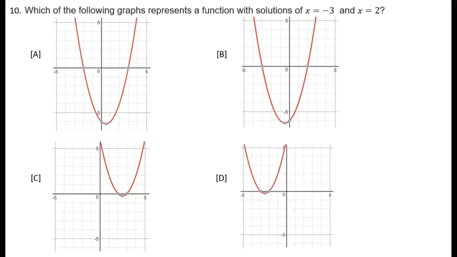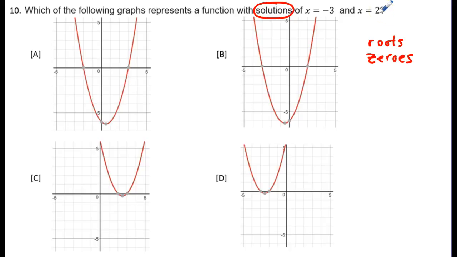Alright, on the Unit 7B benchmark exam review, going over the backside, problem number 10 says, which of the following graphs represents a function with solutions of x equals -3 and x equals -2? Now the word solutions, also known as the roots of a function, also known as the zeros of a function. So it's asking you, where does the graph cross the x-axis at -3 and at x equals 2?